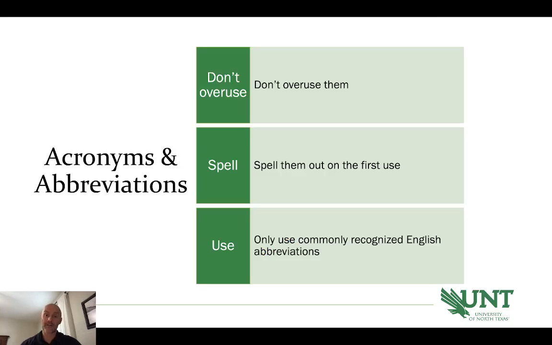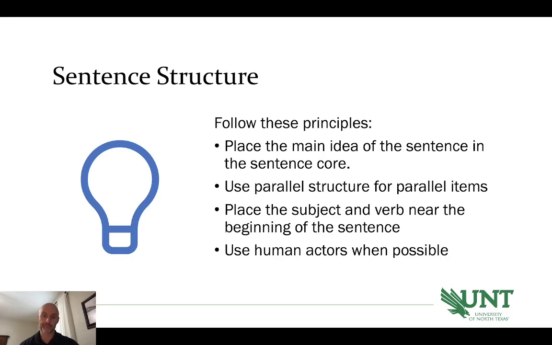When we're looking at acronyms and abbreviations, we want to make sure we don't overuse them. I just read a book that was difficult for me to read for a couple of reasons. One of them was because acronyms were overused. We need to make sure that we spell out what acronyms and abbreviations mean the first time we use them, and then for abbreviations specifically, only use commonly recognized abbreviations that our audience will understand.